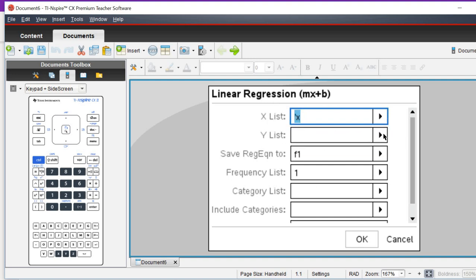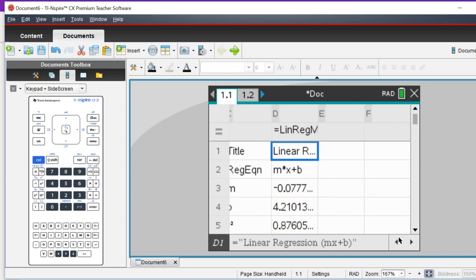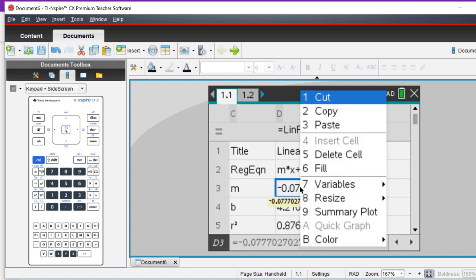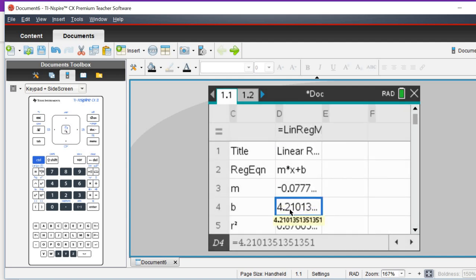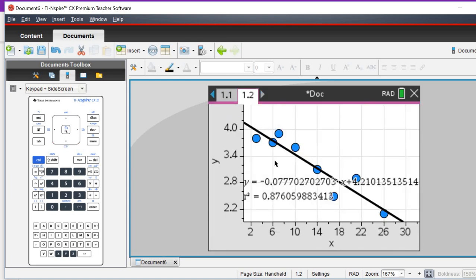X list is X, Y list is Y. And what we can do here is save that equation to the function f1. Click OK, and it gives you those exact same pieces of information that we had before. There's your gradient, there's your y-intercept, there's your R value. Okay, so not a bad R value. We see that the points are fairly close to it.